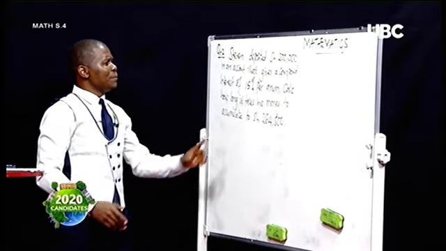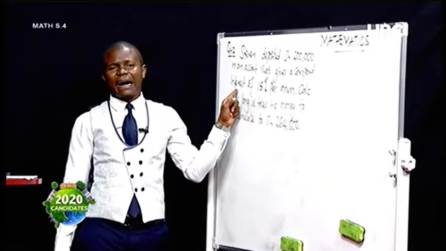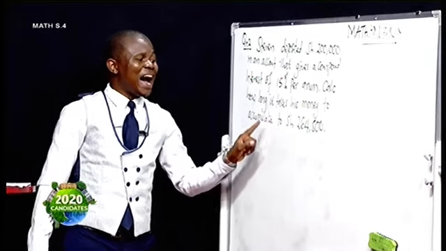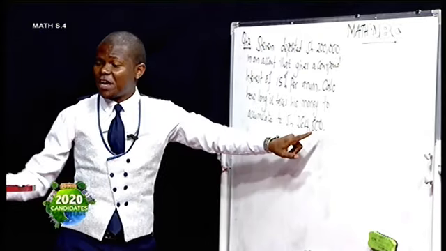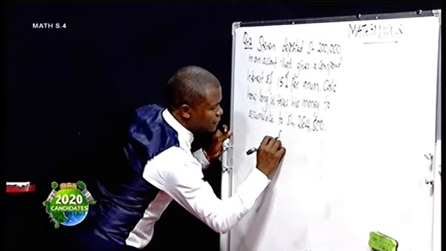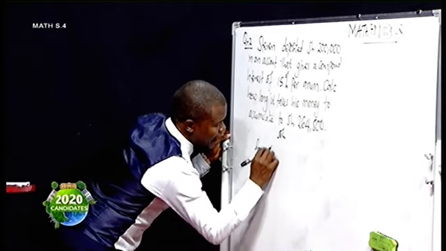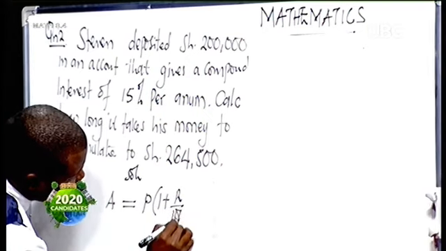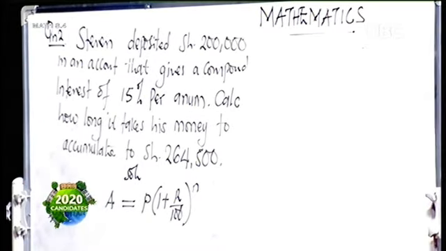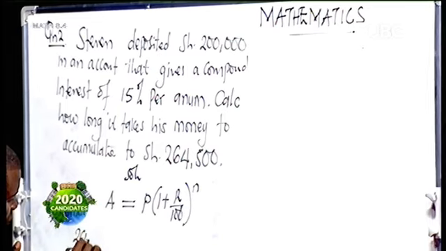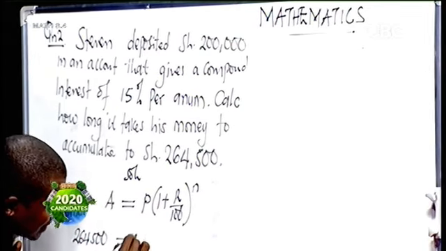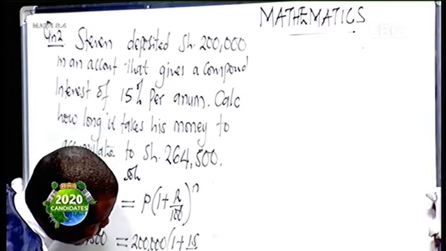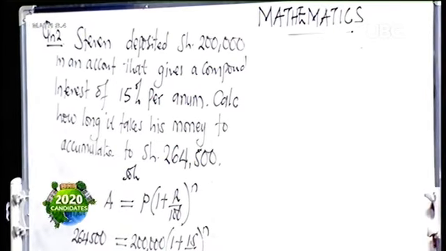We're going to say, because it is a compound interest account where the principal is 200,000, the rate is 15%, and the amount is 264,500 shillings, we will therefore say that using amount is equal to principal into 1 plus the rate over 100, everything to the power of n. We will say therefore 264,500 is equal to 200,000 into 1 plus 15 over 100, and everything to the power of n.